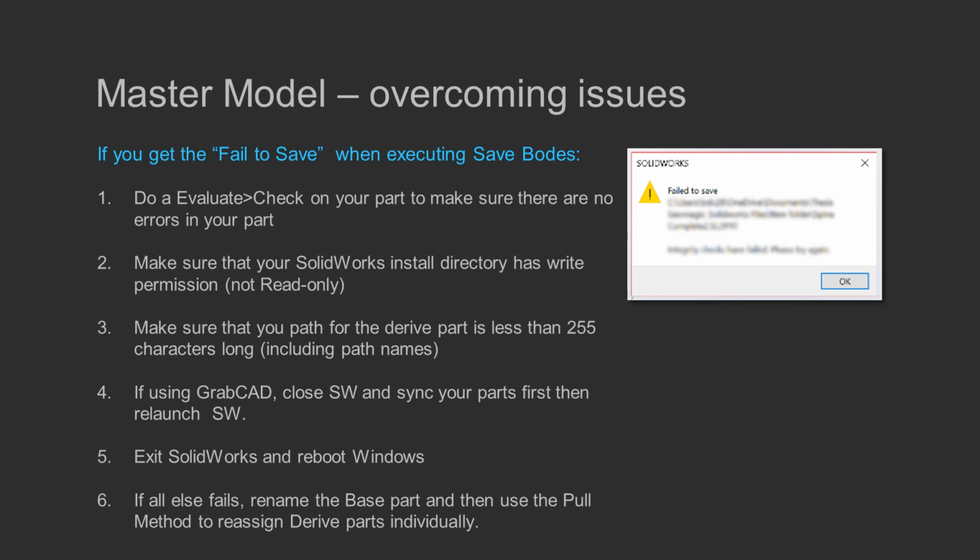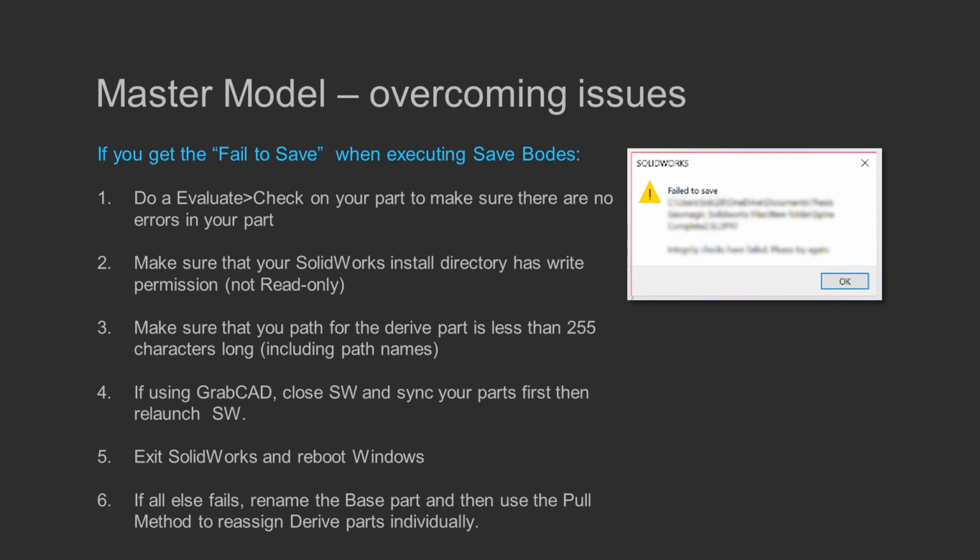The second thing you can do is make sure that your SolidWorks install directory has write permission. It's not just read only. Sometimes when you get the fail to save and it shows the path of your SolidWorks install, this could be the issue. And then make sure that the path to the derived part that you're trying to name is less than 255 characters. I know that seems excessive, but sometimes you have it buried down in a subfolder that could include 255 characters, including the path folder names. This one I've seen occasionally.